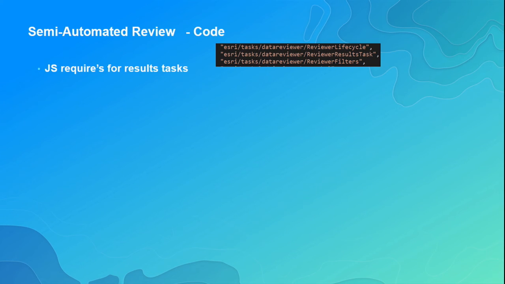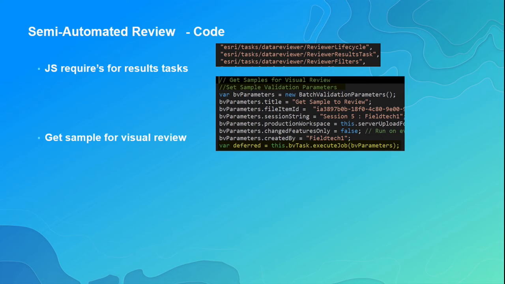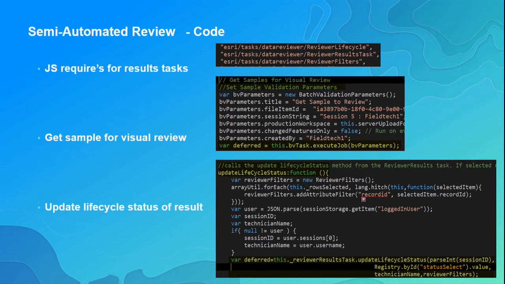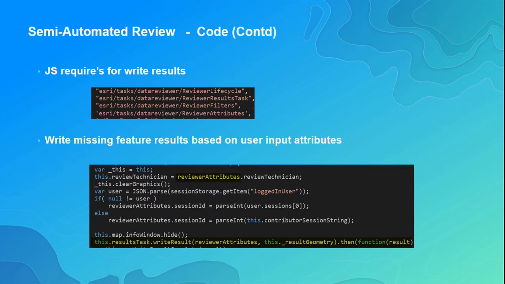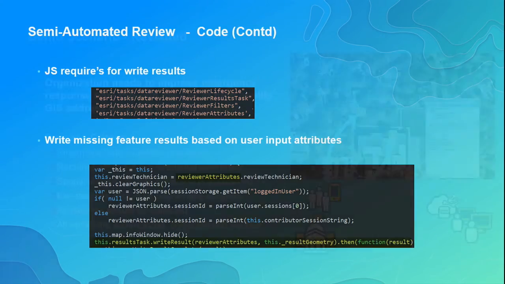Briefly drilling down into the code. The key things here are the results task and the life cycle, which will help you update the life cycle of an issue or report a problem. So we got a sample by running the same batch validation, pointing to a sampling check. And then once we got a result to be updated as pass or fail, we updated it using the update lifecycle status called review results task.update lifecycle status. We also reported a missing feature or a positional error with the feature by using the results task again. In that case, we populated a bunch of attributes like the severity or the actual problem that you have, and then reported it back using review results tasks write result.